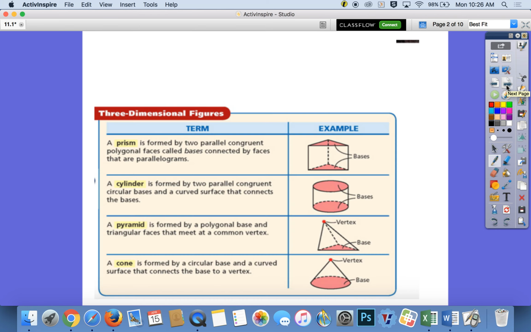So let's go through these different terms. My recommendation is you take some time and you actually do these drawings so that you guys can wrap your brain around what we're talking about, okay? Again, we're going to take some time to go through them tomorrow as well.